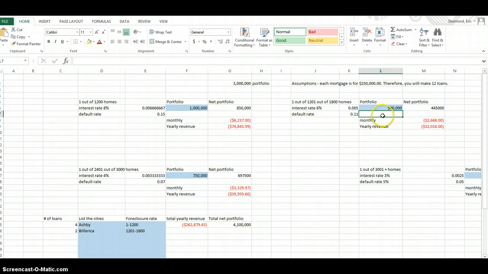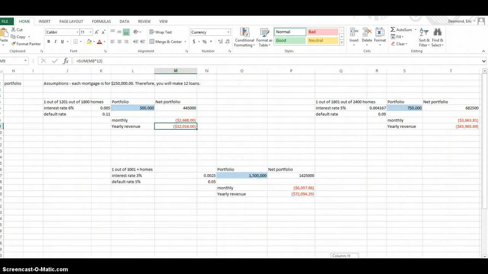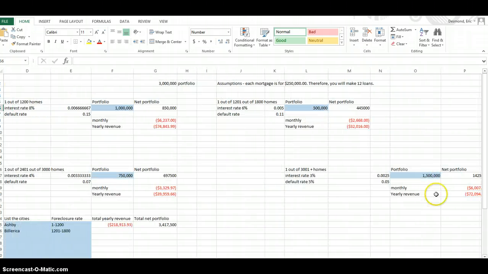It populates that, and 11% default rate. It shaves off the initial portfolio, gives us $445,000. An interest rate of 6%. We're making $2,668 a month and $32,016 per year. Now, just to show you, you have up to $3 million to play with.